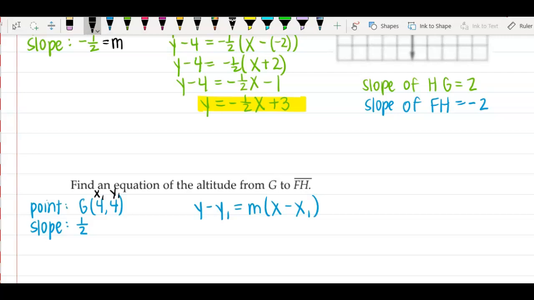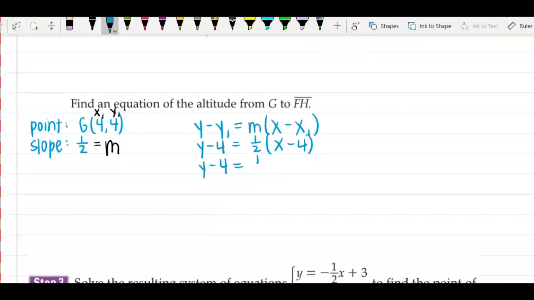Remember our equation is y minus y1 equals m times x minus x1. Here's our x1, here's our y1, and slope is always m. So y minus 4 equals 1/2 times x minus 4. Distribute my positive 1/2: 1/2 x minus 2. Add 4 to both sides. y equals 1/2 x plus 2. So there's my second equation.